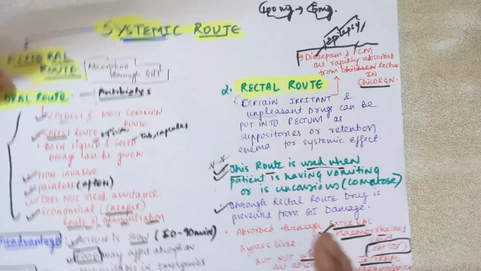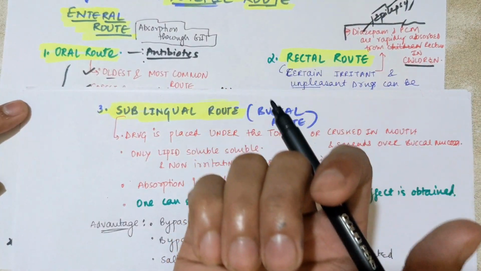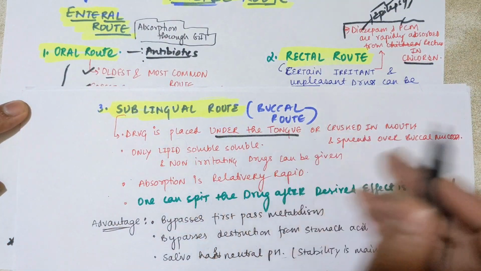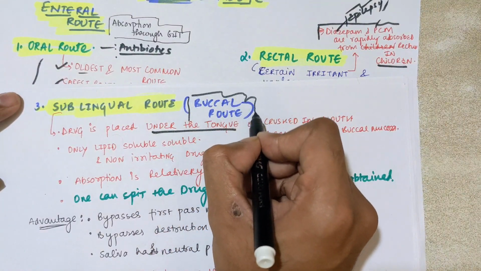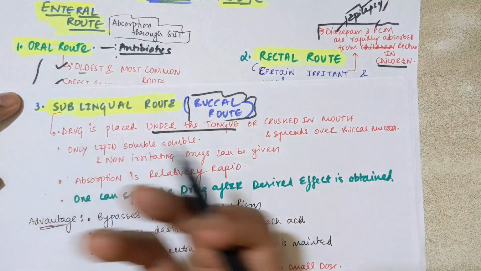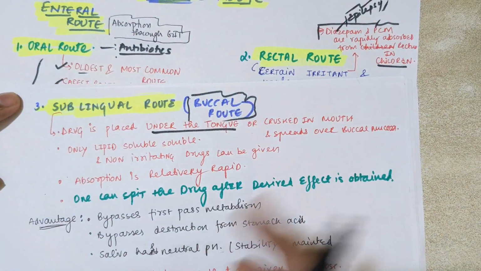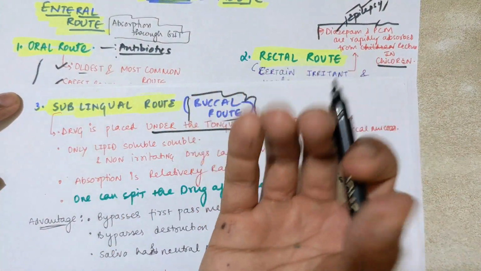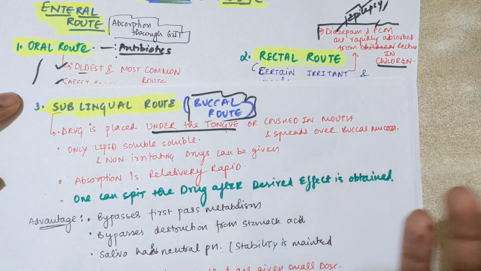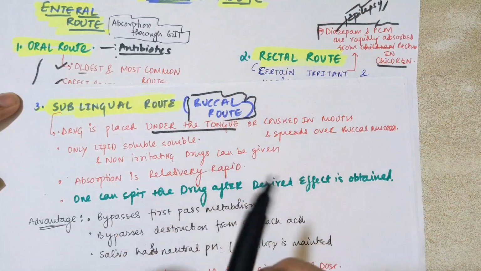Now let's move on to the last enteral route, that is our sublingual route. So in the sublingual route we discuss the drugs which we give under the tongue, or crush inside the mouth. It is also called the buccal route, as its absorption is through the buccal mucosa or the small veins that are present under the tongue or around the buccal mucosa. Clear this much? What happens is that we place the drug under the tongue, or sometimes the drug is crushed inside the mouth, and after that the drug is spread all over the buccal mucosa.